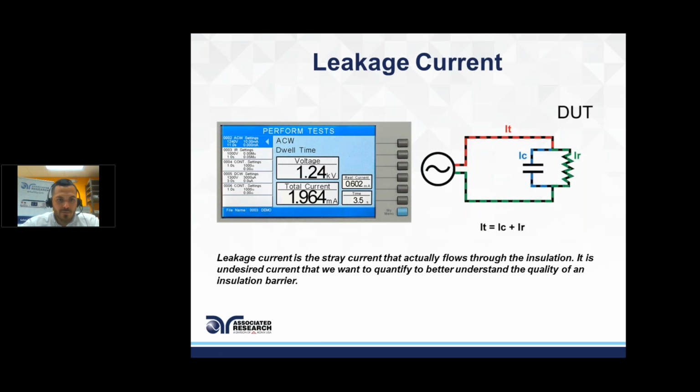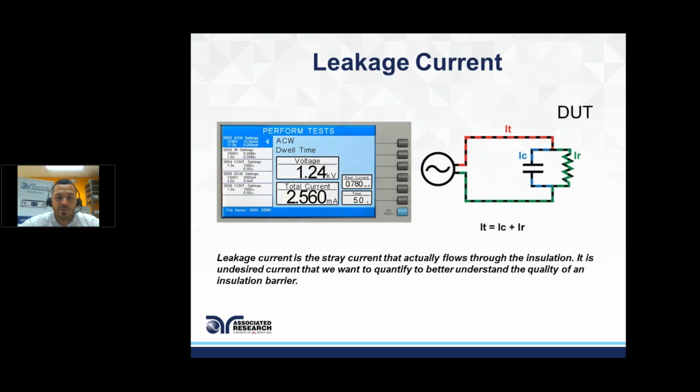Okay, here we will look at our graphic. You can see as the voltage increased, your real current increased as well. Leakage current is straight current, flowing through the insulation. The IR is actually the purely resistive current on the right side of the circuit here. This is the actual current that we want to read, that's actually being used when we have a product.